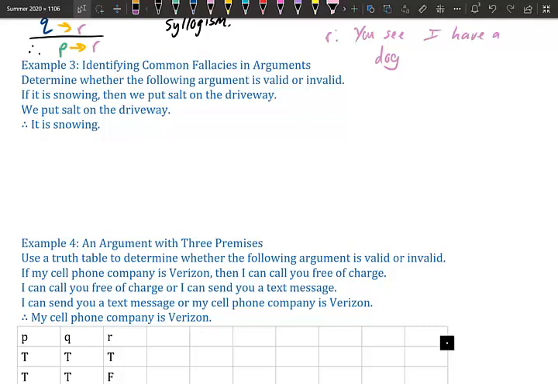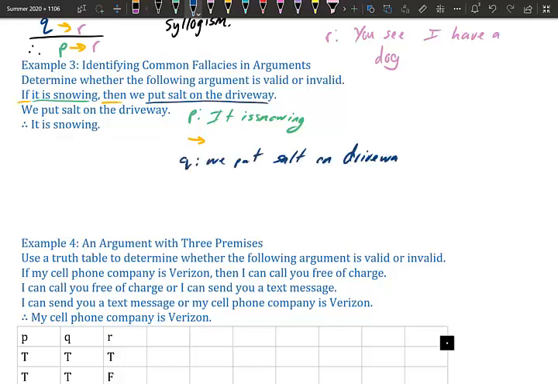It sounds valid. You're like, okay, it's snowing. We put salt in the driveway. They put salt in the driveway, so duh, it's snowing. Think about that, though. So let's break this down into symbols. It is snowing. That's P. Then we have our connective, if then. We put salt on the driveway. So that's our Q.